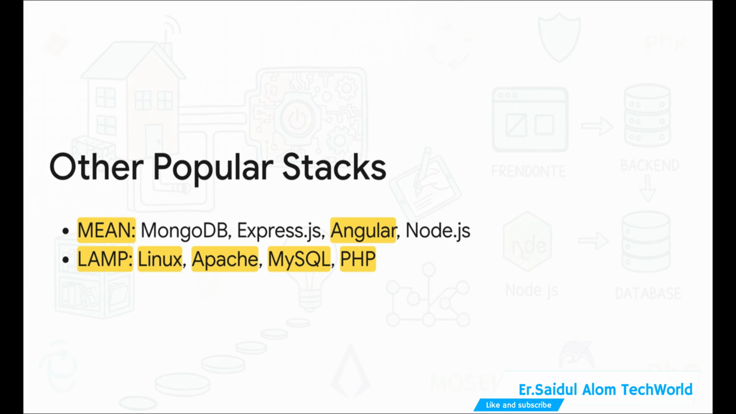There's the MEAN stack, which is almost identical. It just swaps out React for another front-end tool called Angular. And then you've got the old school, super reliable LAMP stack. This thing is a workhorse. It's been powering a massive chunk of the web for years using stuff like Linux, Apache, MySQL, and PHP. It really just goes to show there are different stacks for different jobs.